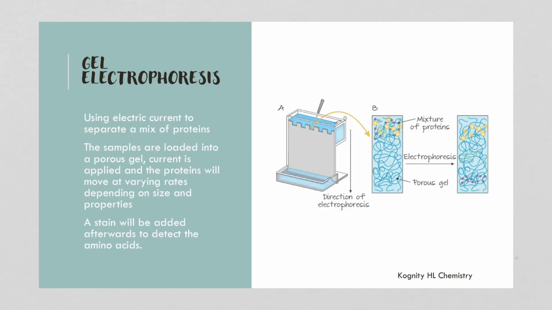The second technique that we can use is called gel electrophoresis. In this example, we're using electric current to separate a mixture of proteins. So you can see there's your mix of proteins. You run the current, and then you can see that the proteins have separated. They travel through a porous gel. You apply the current, and then they move at different rates based on their size and properties. Then again, same thing, we have to add a stain to be able to detect the amino acids.